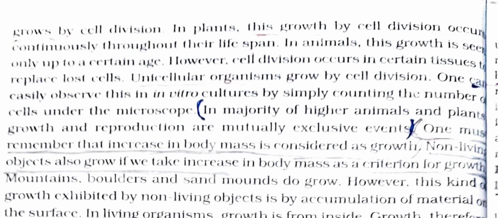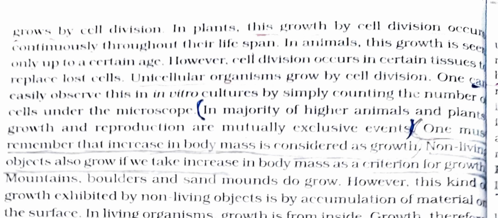In the majority of higher animals and plants, growth and reproduction are mutually exclusive events. One must remember that increase in body mass is considered as growth. We consider that when our mass goes from 10 kg to 20 kg to 40 kg to 50 kg, if weight increases, it is a growth. But non-living objects also grow if you take increasing body mass as a criterion for growth. So if body mass changes, we can say it is growth.